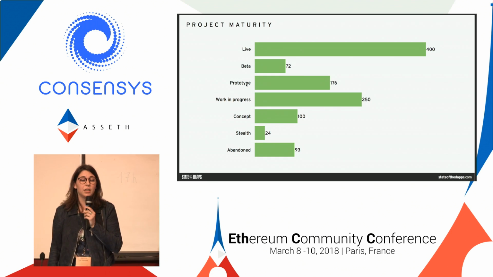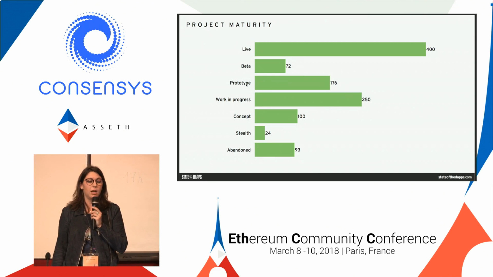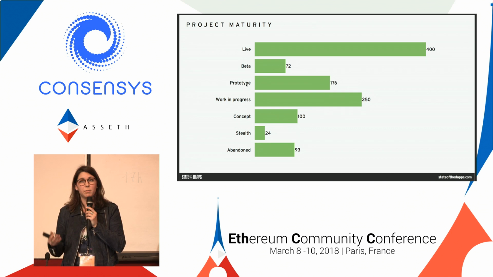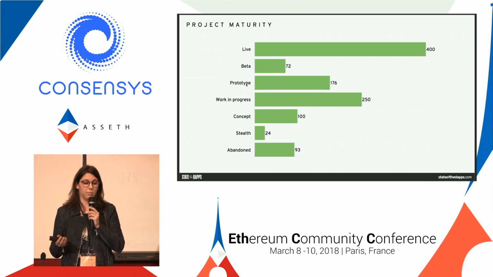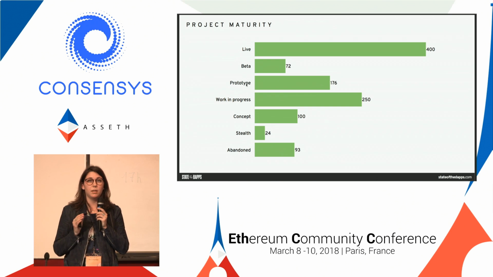Project maturity. So we have 7 statuses overall, from live to abandoned. Live, beta, prototype, a work in progress, which is the second biggest status that you can see in all the projects. Concept, when somebody has an idea and they know that they want to build a dApp on Ethereum. Then stealth, when there might be a working project but they don't want it to be visible to the public yet.